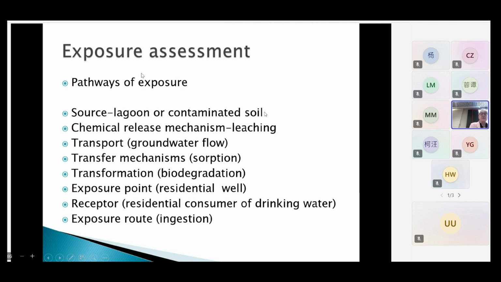So to be able to look at the exposures, you need to know where the chemicals are going to be going.